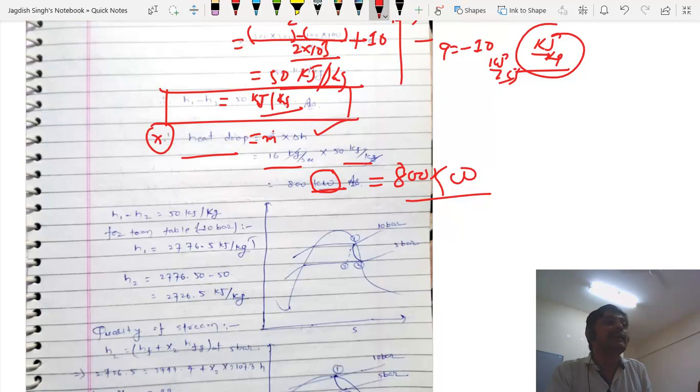And this heat is utilized in increasing the velocity. This is 3 times with respect to the entry point of this steam. Right? So the enthalpy drop is 800 kilowatt. This is the first bit we have calculated. Now this H1 minus H2, we have calculated this one, 50 kilojoule per kg.